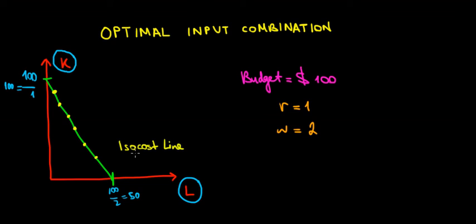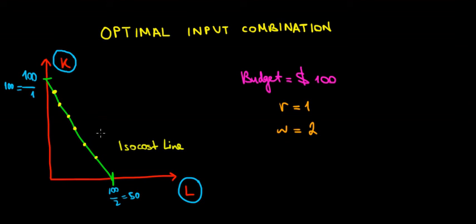Isocost line, and the reason is because iso means, let's say, the same level of cost, the line that shows the same level of cost, in this case $100, given that we pay $1 for the interest of capital and $2 for the wage. And again, this would be the following intercept, which would allow us maximum capital or maximum labor. Now, let's leave it like that for this video.